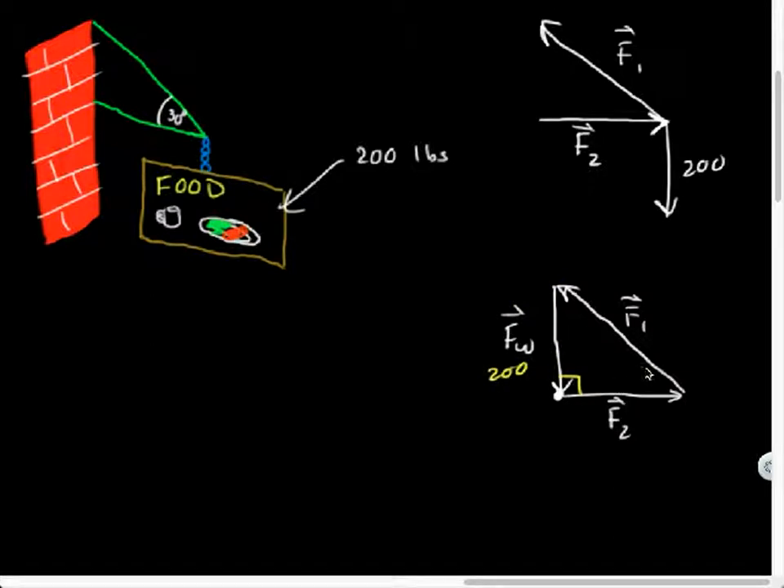What else do I know? I know this angle. What's this angle? 30 degrees. And that's all I know. So if I want to find out the magnitude of force 1 from this 30-degree angle's perspective, this is opposite, this is hypotenuse, that's going to be a sine problem, am I right?